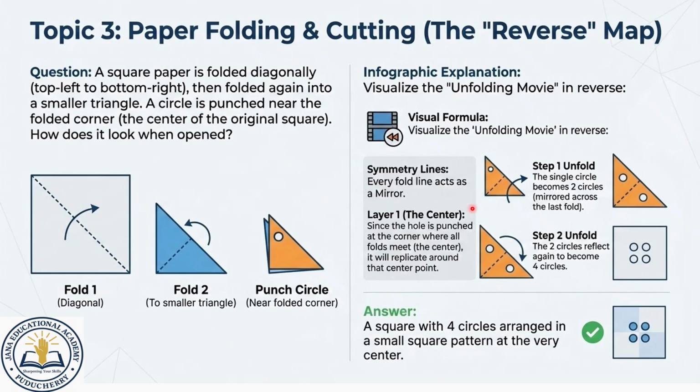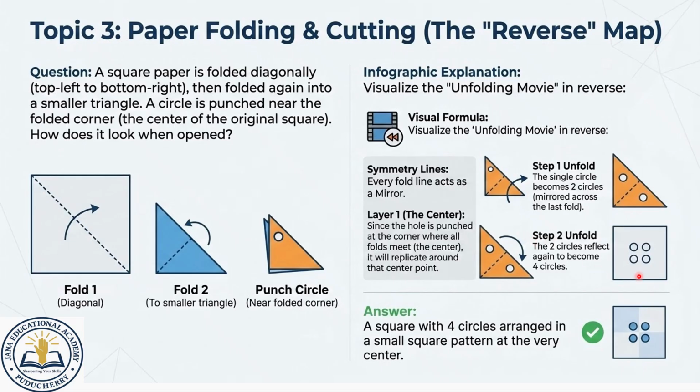The symmetrical fold line acts as a mirror. I told that already. So the dotted line will reflect it here. Since the hole is punched at the corner where all the folds meet, it will be replicated around the center point. So it will be reflected in the opposite direction also, right? So a single circle becomes two circles, one on the left and another on the right. If I open the entire page, when I unfold the triangle, what happens? It becomes two dots.